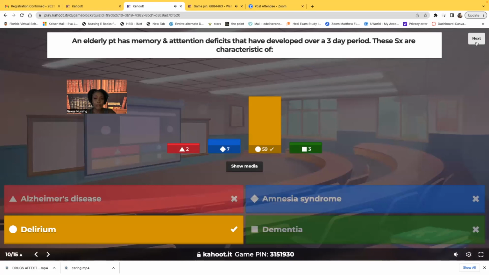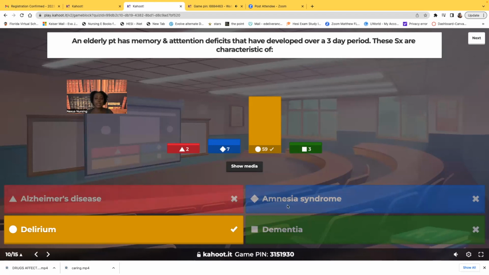Very good, delirium. Remember, delirium is acute. It happens suddenly, where dementia is insidious, it happens very slowly. So the fact that we saw this happen within 3 days, we know it was a quick onset. So let's talk about this. Alzheimer's is a type of dementia, so we know that's going to be slowly progressing.